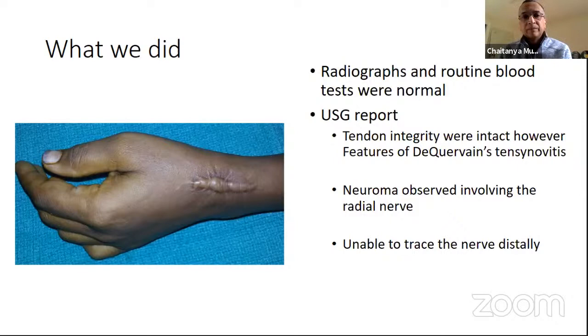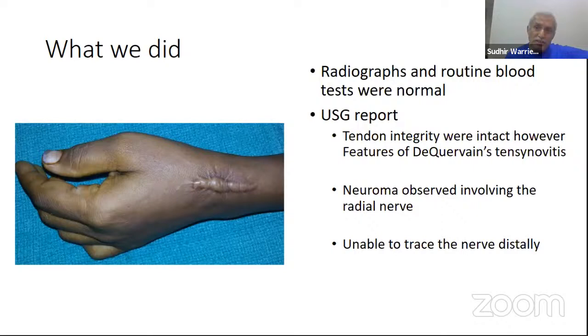I don't know about the de Quervain's tenosynovitis, but that may be just an incidental finding in a post-operative setting. I'm not sold on that. Yes, otherwise definitely you'll have to explore, and that's what I would also do. So if you explore and you find a neuroma, what are your options? Pankaj wants to say something, I think.